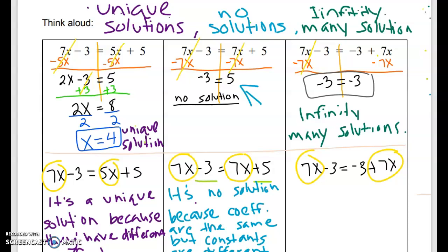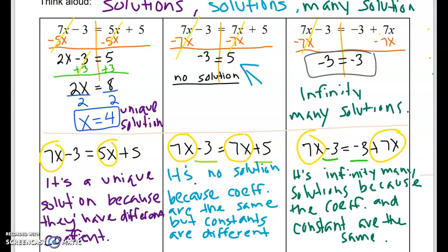All right, they're the same. And then I want to notice my constants. And my constant is this negative 3 and this negative 3. Wow, I just realized they have the exact same thing on each side. So for my answer, I'm going to say it is infinitely many solutions because my coefficients and my constants are the same. So today we are not necessarily solving unless it's to simplify each side.